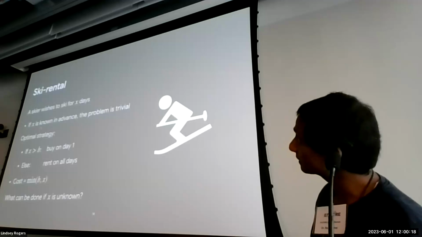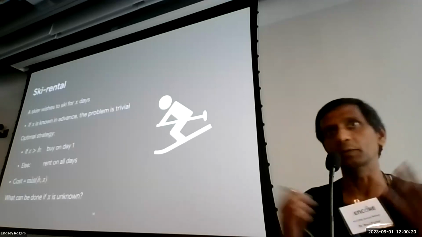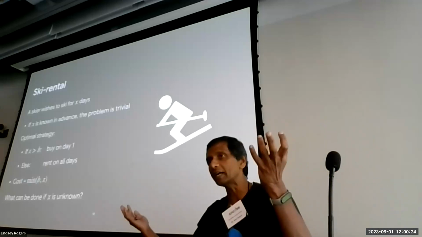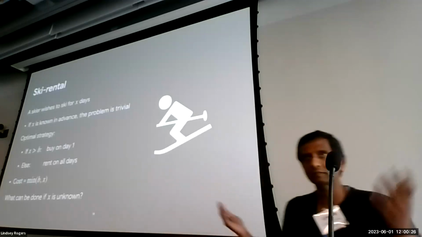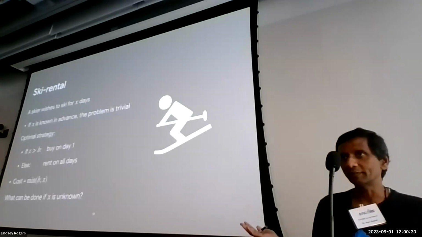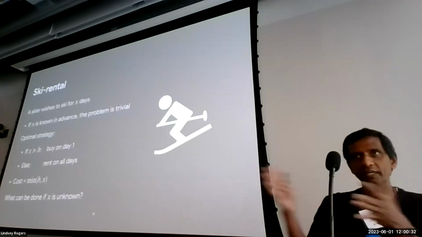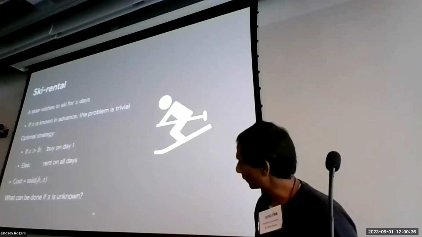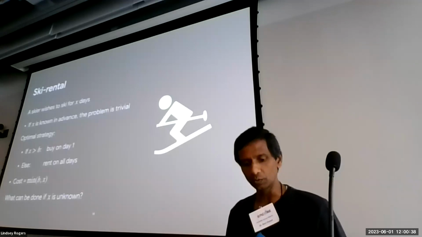If this amount X is known in advance, the problem is trivial. If X is more than B, I know that I'm going to ski for 10 days, and the ski costs $7, so I'll just buy the skis. Otherwise, the skis cost $7 and I'm going to ski only for 3 days, so I just rent every day. It's a trivial solution. And the question is, what if X is not known?